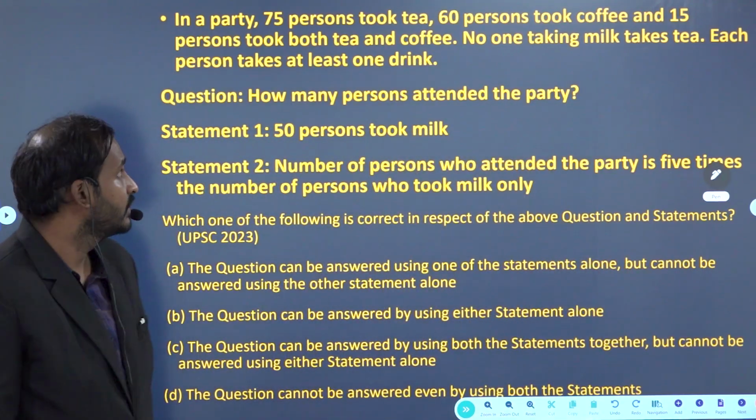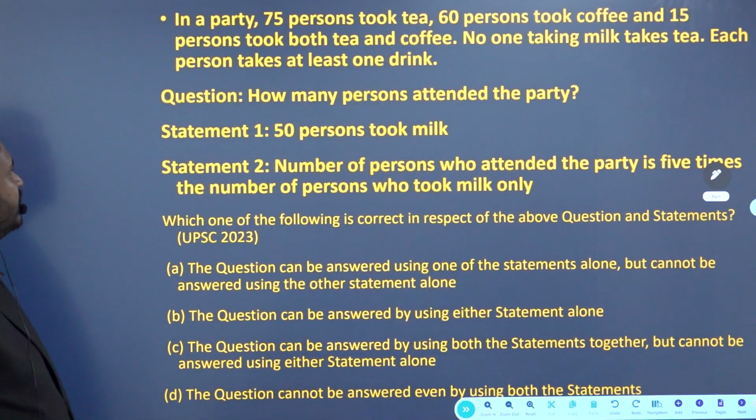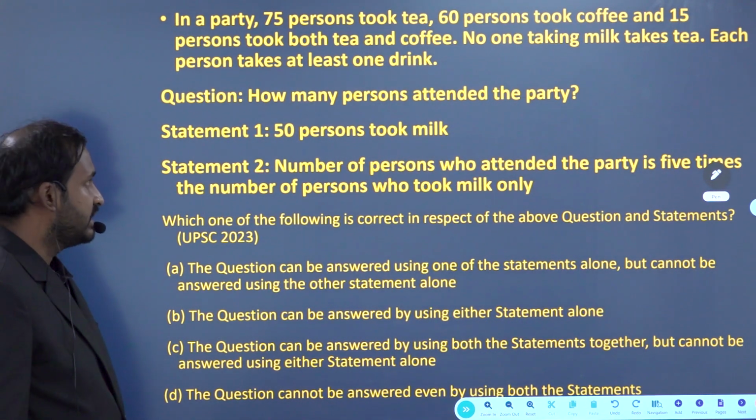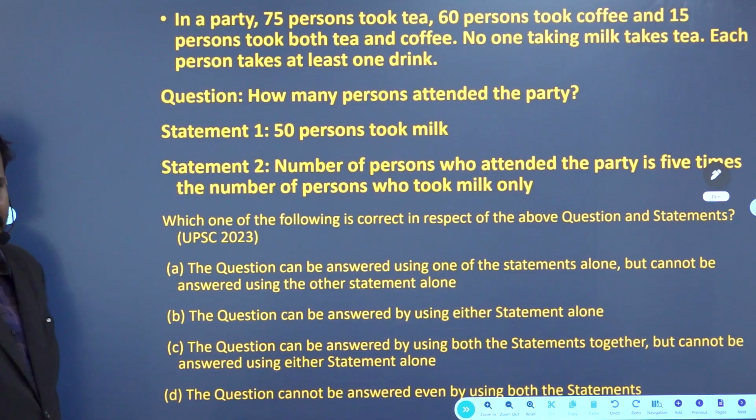60% took coffee and 15% took both tea and coffee. No one taking milk takes tea. Each person takes at least one drink. That is the case. Now see here, in the party, in total how many categories are there? 3 categories are there: tea, coffee and milk.